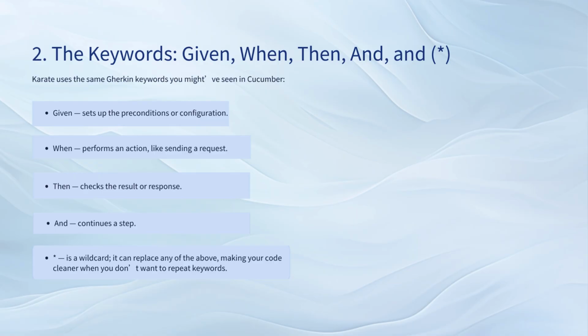2. The keywords. Karate uses the same Gherkin keywords that Cucumber does: Given, When, Then, And, and asterisk. Think of them like this. Given keyword sets up what needs to happen before the test, like URL or headers. When keyword describes the action, usually the API call. Then keyword checks the result. And keyword continues a step to add more details. And there's also the wildcard asterisk. It can replace any of the above for cleaner code.